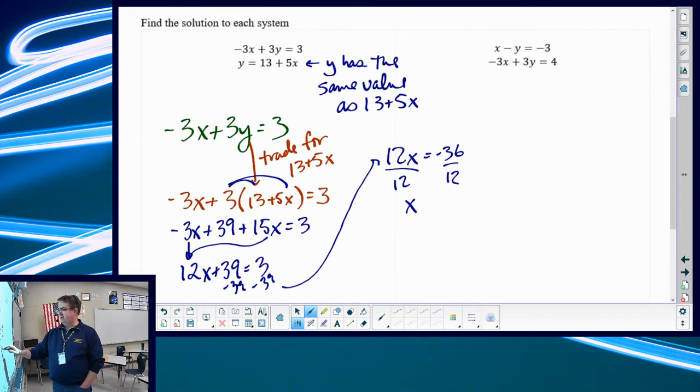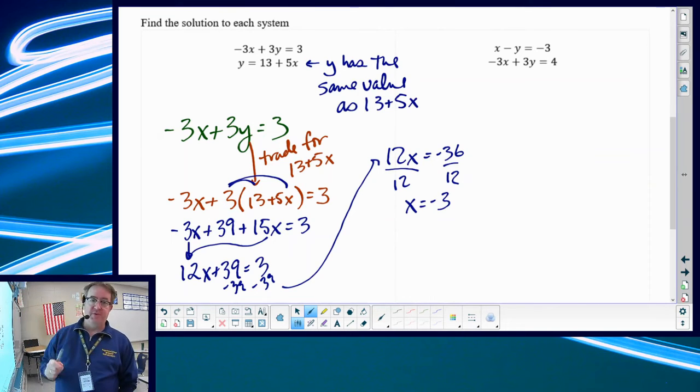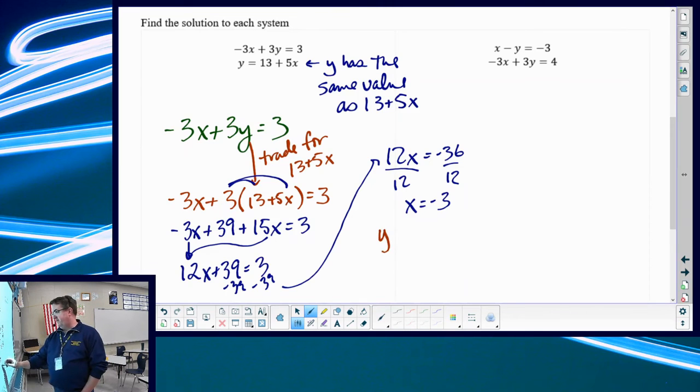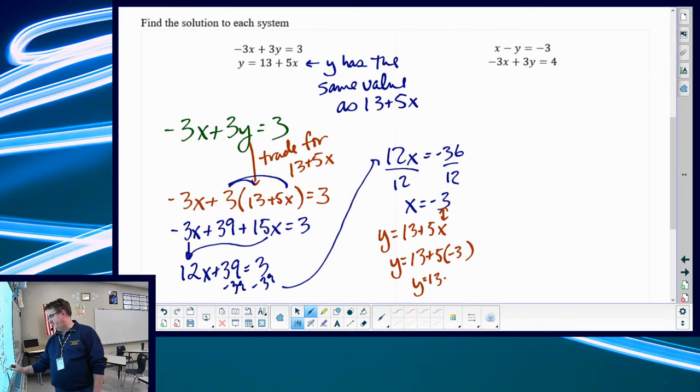Now, once I get x equals -3, what we're going to do is plug that back into one of the equations. We're going to do another trade. So remember that y is equal to 13 plus 5x. I'm going to trade this x for a -3. So then when I do that, I'm going to get -2. So I'm going to write my final answer as this.